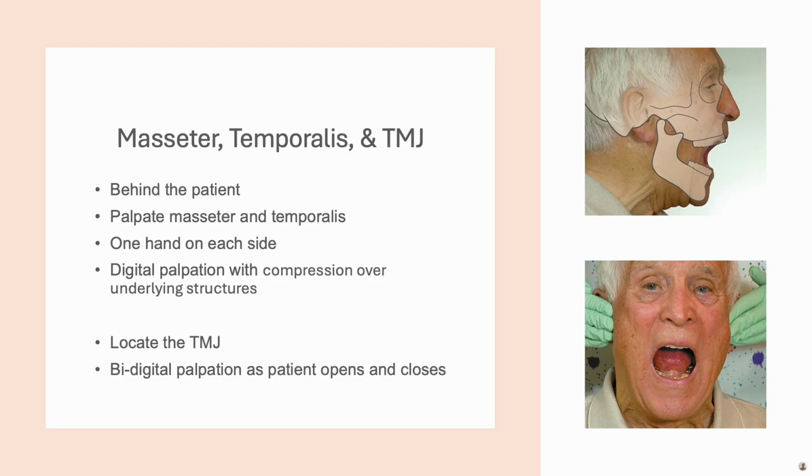To examine the masseter, temporalis, and temporomandibular joint, stand behind the patient. Palpate the masseter and temporalis with the 3 fingers of each hand on both sides. Locate the TMJ using the index finger. Then bidigitally palpate as the patient opens and closes on both sides.